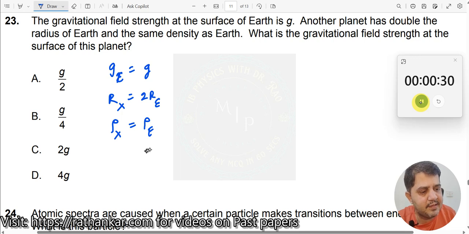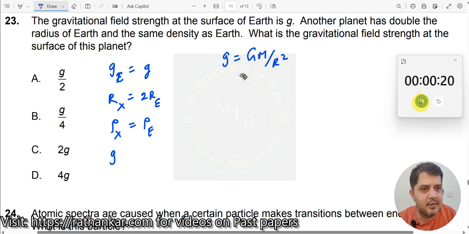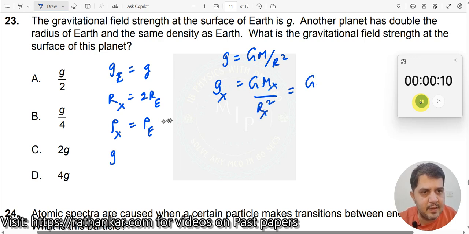And then what is the gravitational field at the surface of the planet? That is the g you want to find. We know that g is equal to capital G M divided by R squared. So we will substitute this into g_x, which is G into M_x divided by R_x squared. But M_x is not known, so we need to find it in terms of density.